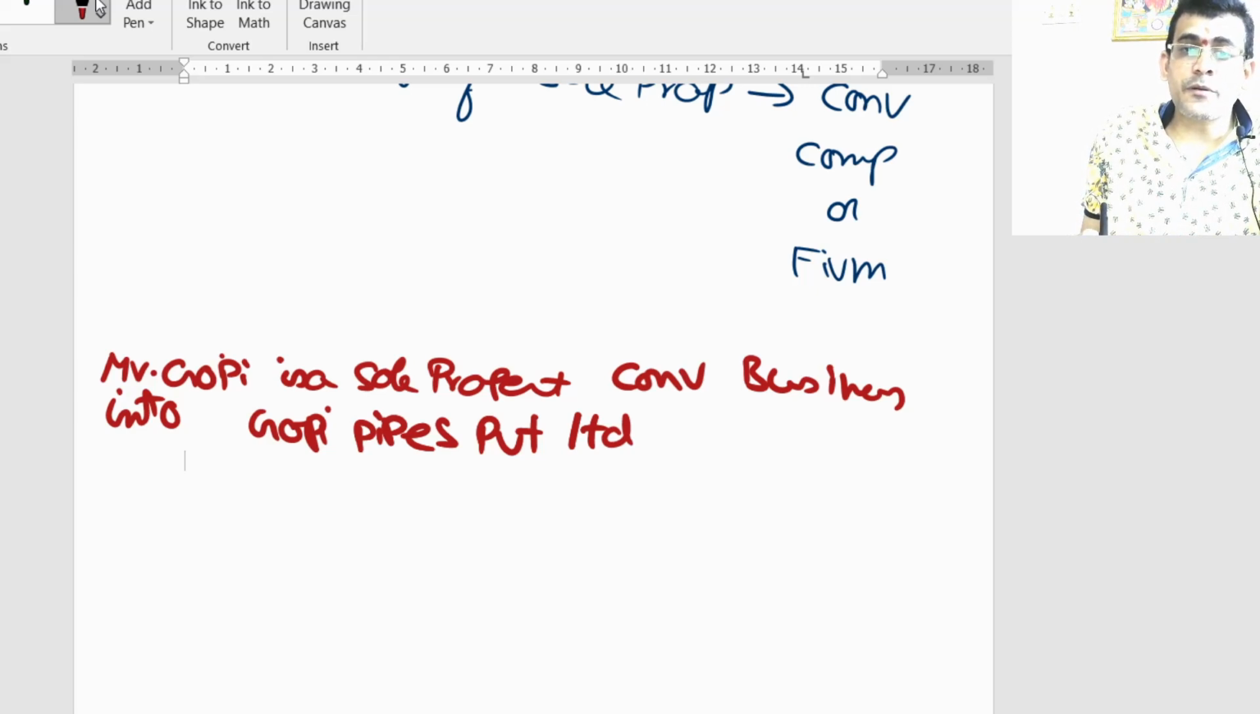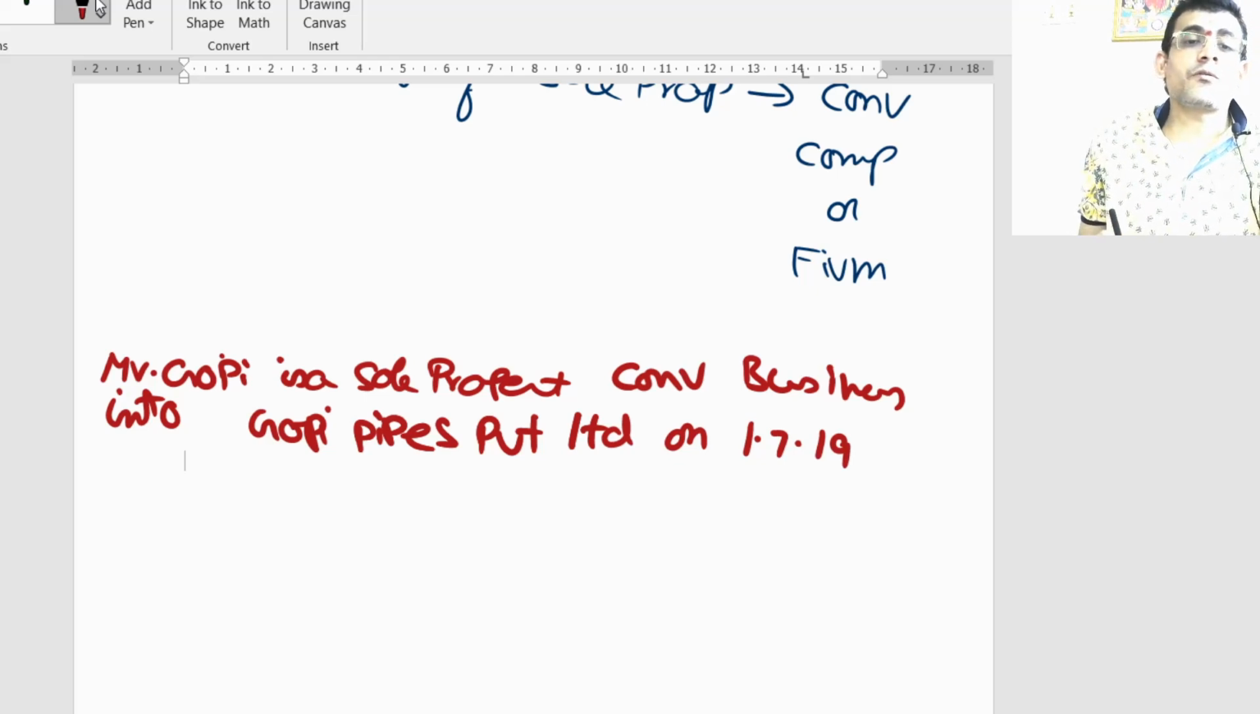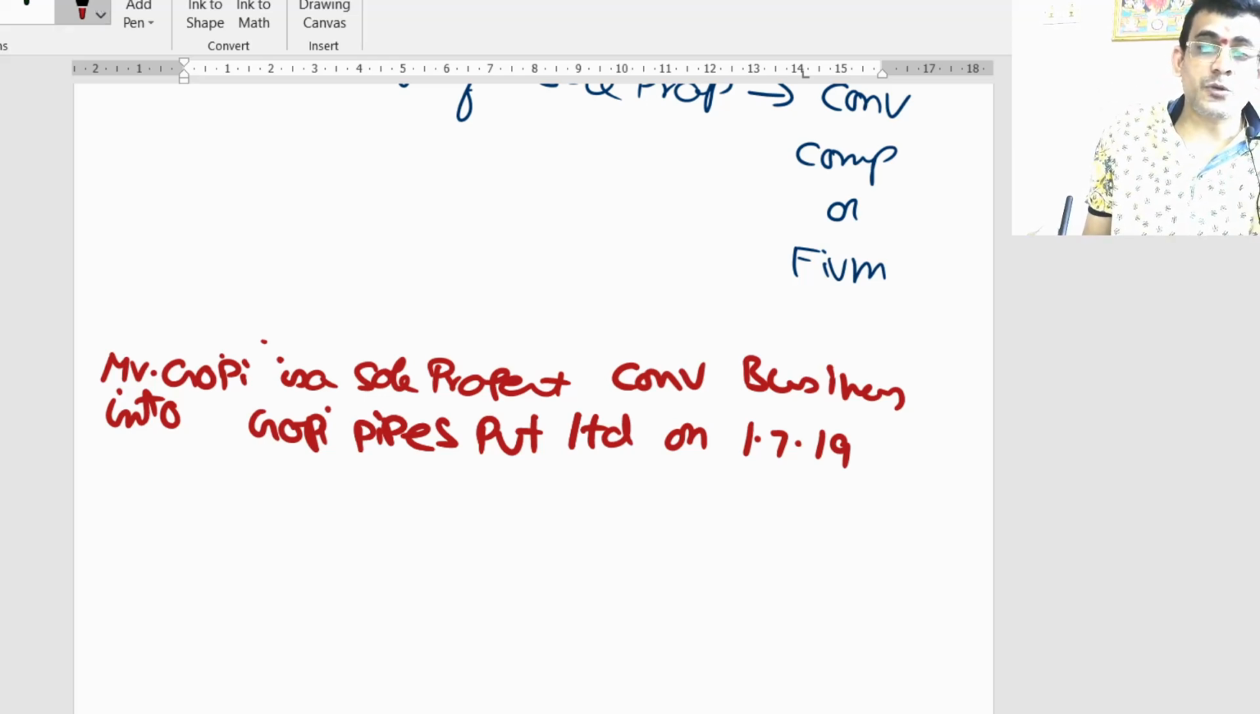Converted into Gopi Pipes Private Limited on 1st July 2019. That means up to 30th June it was Gopi. From 1st July it was called Gopi Pipes Private Limited. So for this period I need to provide depreciation for Gopi, and from 1st July 2019 till 31st March 2020 the depreciation has to be given to the company. That is the interpretation we can make.